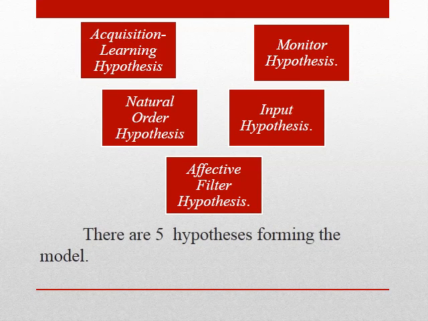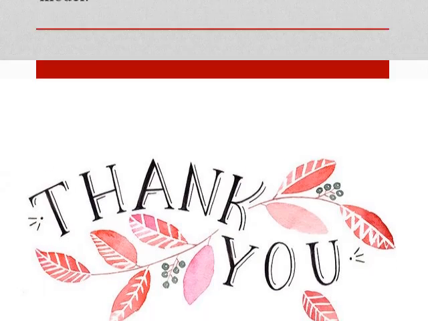There are 5 hypotheses forming the model. The first, acquisition-learning hypothesis. The second, natural order hypothesis. The third, monitor hypothesis. The fourth, input hypothesis. And the last, affective filter hypothesis.